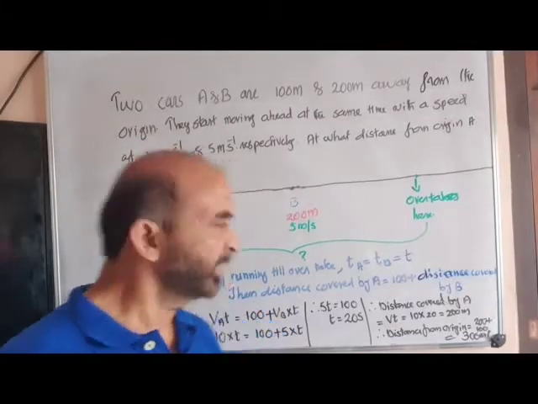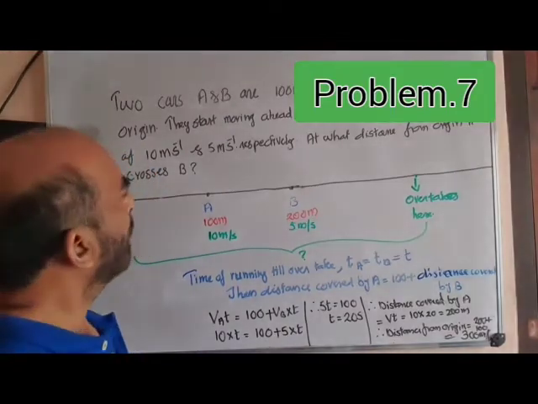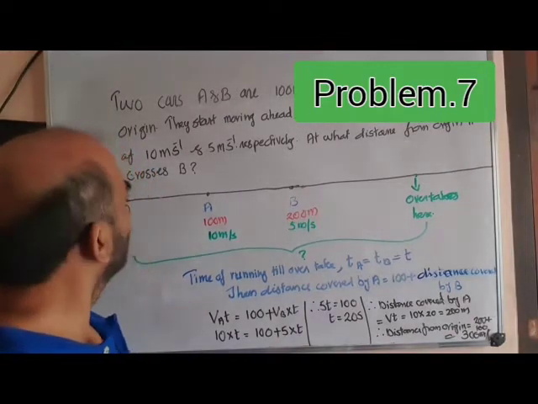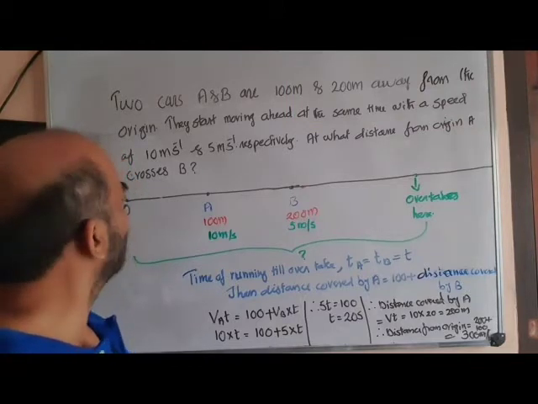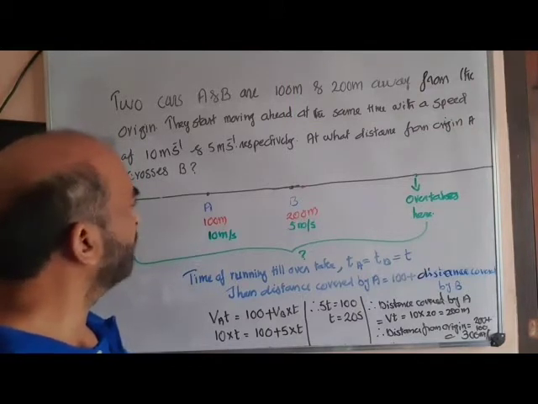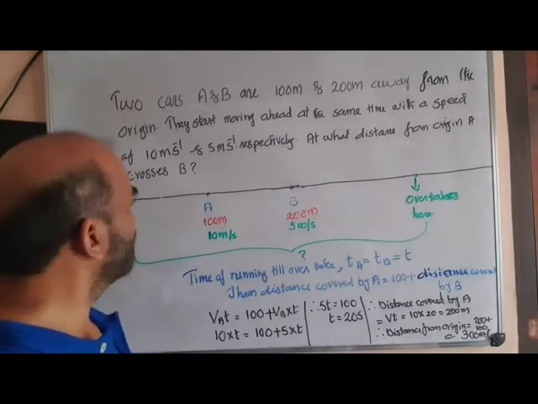Our next question. Two cars A and B are 100 meter and 200 meter away from the origin. They start moving ahead at the same time with a speed of 10 meter per second and 5 meter per second respectively. At what distance from origin does A cross B?